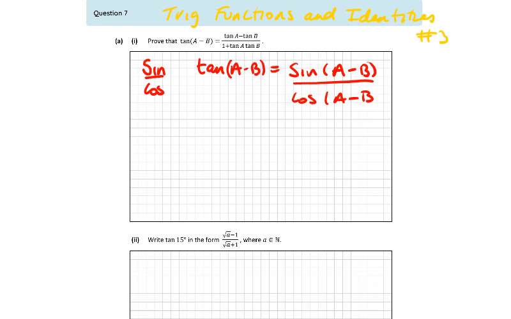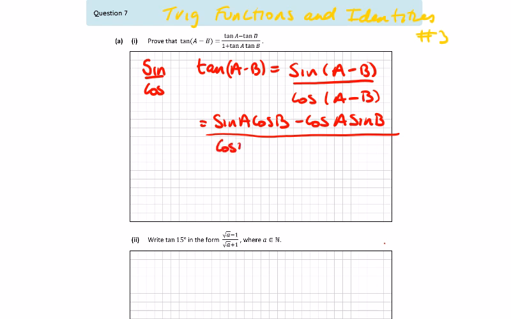The sine of a minus b is sine a cos b minus cos a sine b, and the cos of a minus b is cos a cos b plus sine a sine b.